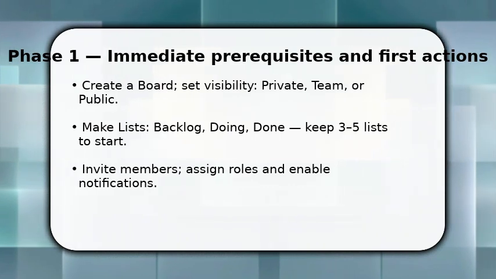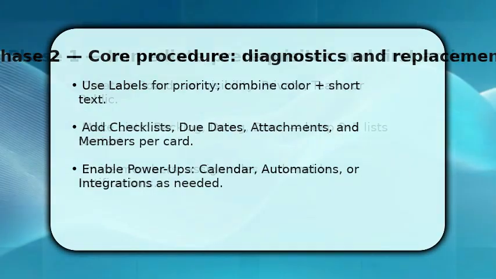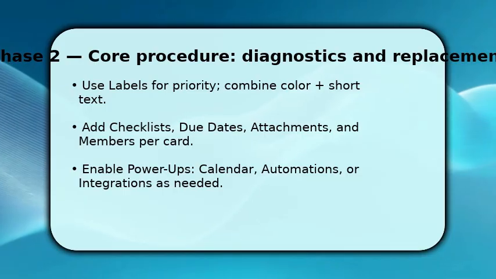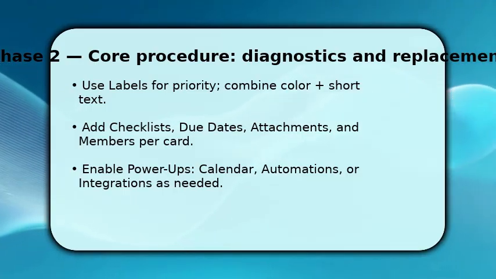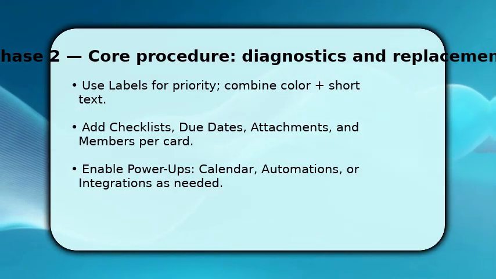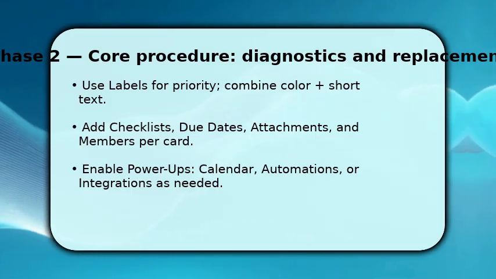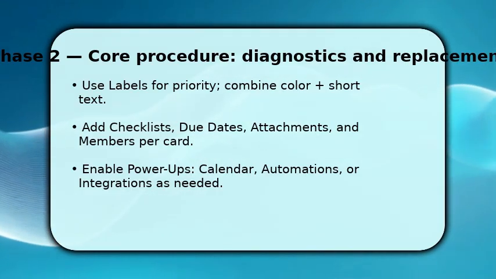Now focus on execution. Open a card and add a checklist to break work into steps, then attach files and set a due date for timing. Use labels to indicate priority or type. Color plus short text clarifies at a glance. Assign team members inside each card so responsibilities are explicit.